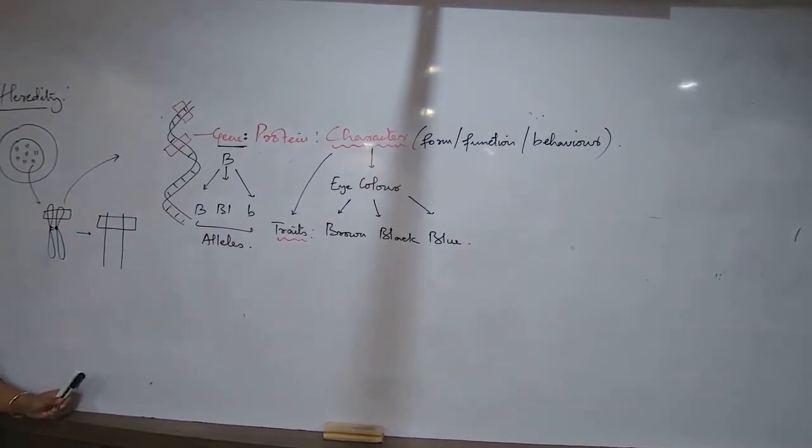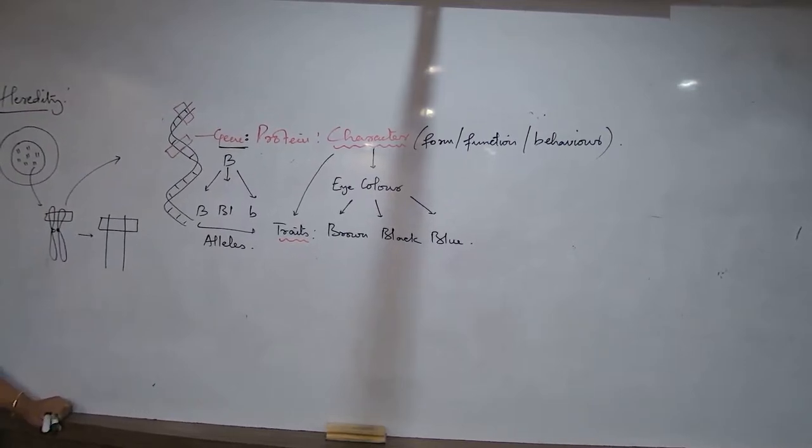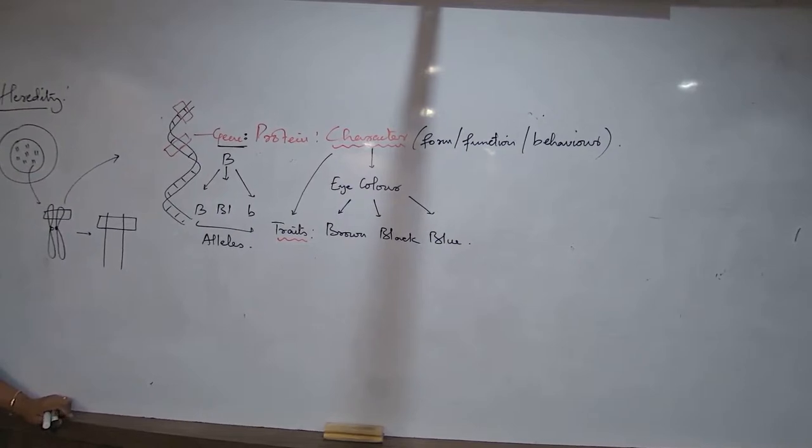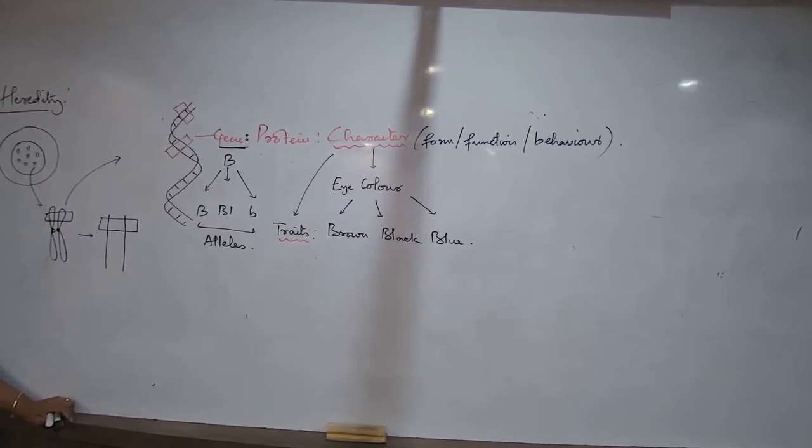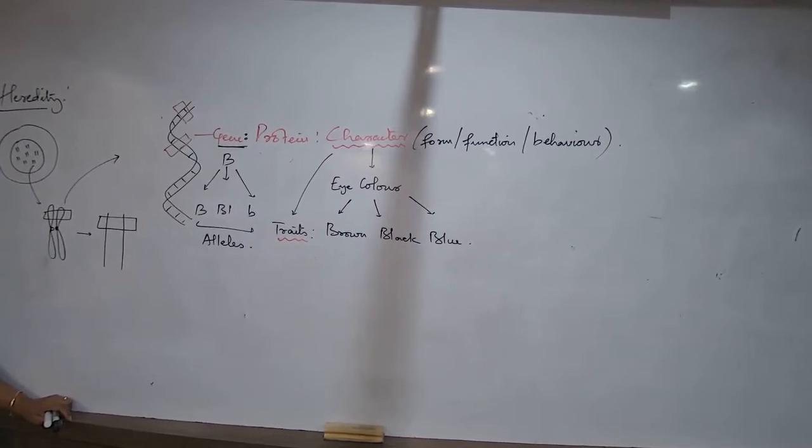So I started with the word gene when I said that a gene is a small segment of the chromosome regulating a character. But talk about any character, I already gave you some 5-6 examples. Talk about any particular character.